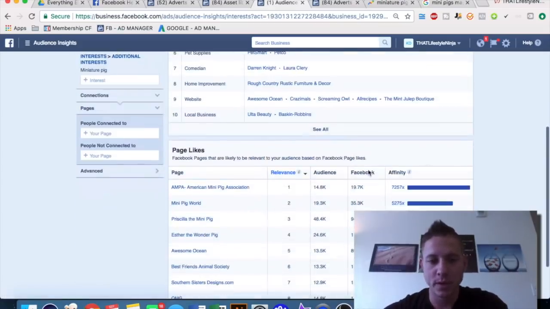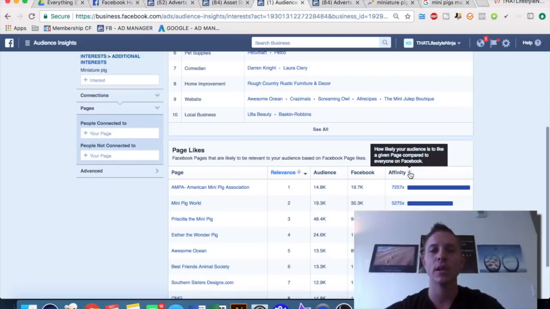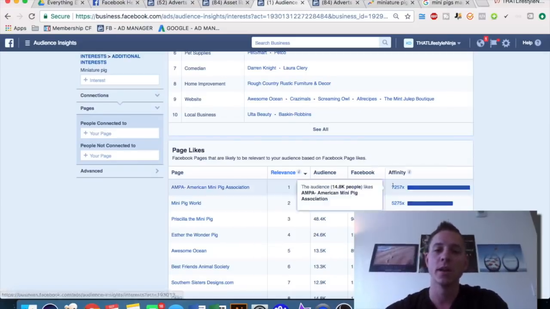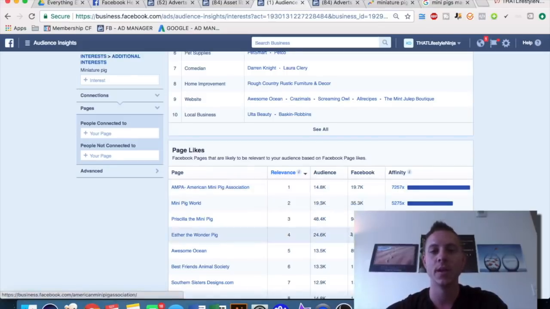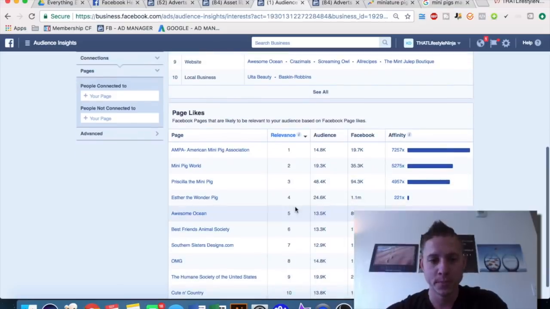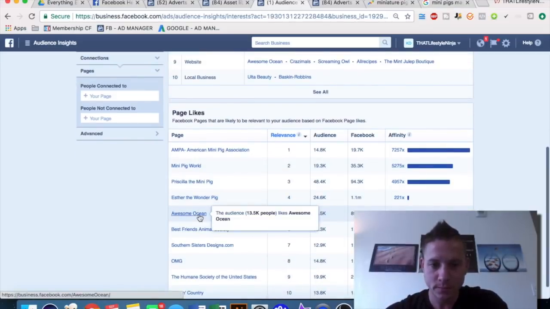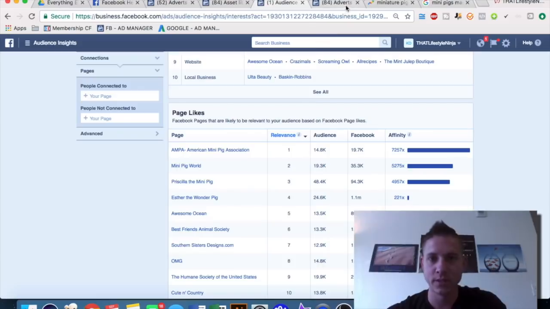So if we scroll down a bit, we can see the affinity, right, which is how likely your audience is to like a given page compared to everyone on Facebook. So my audience would be 7,257 times more likely to like American Mini Pig than would the rest of Facebook. So let's see if we can find anything else here. Let's try Awesome Ocean, Best Friends Animal Society.